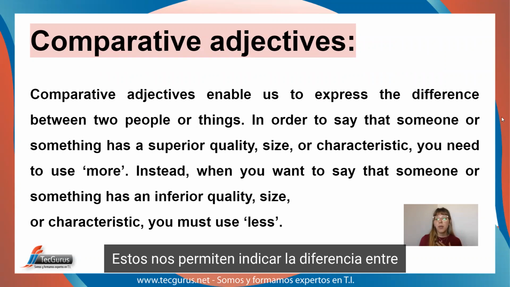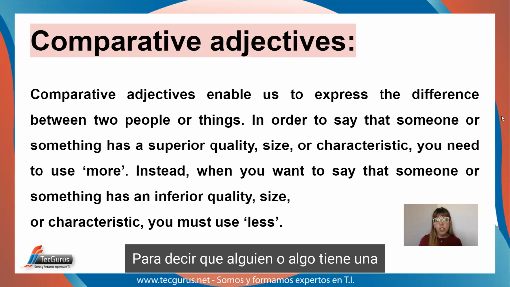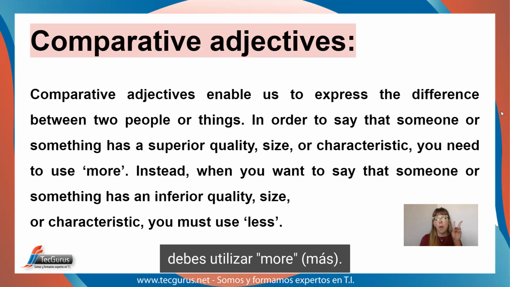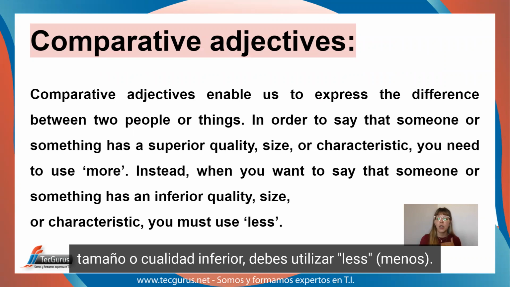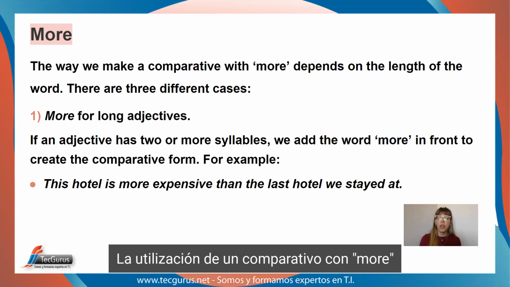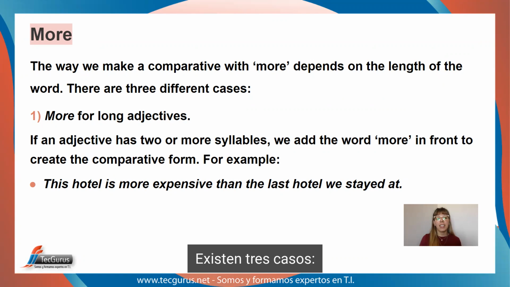These adjectives enable us to express the difference between two people or things. In order to say that someone or something has a superior quality, size, or characteristic, you need to use more. Instead, when you want to say that someone or something has an inferior quality, size, or characteristic, you must use less. Let's start with the word more. The way we make a comparative with more depends on the length of the word. There are three different cases.